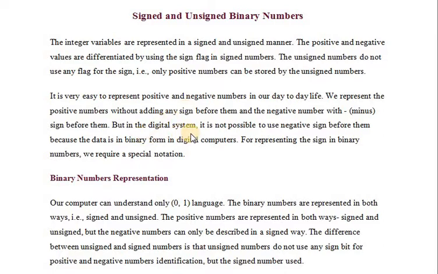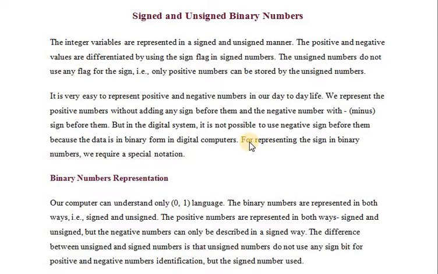But in a digital system, it is not possible to use a negative sign before them because the data is in the binary form in digital computers. For representing the sign in binary numbers, we require a special notation. Normally, if it is an integer, we can represent it with plus and minus symbols. Even for positive numbers, we don't represent a plus, but only for negative numbers we represent a minus sign. But in the case of binary, it is not possible to represent minus and plus.